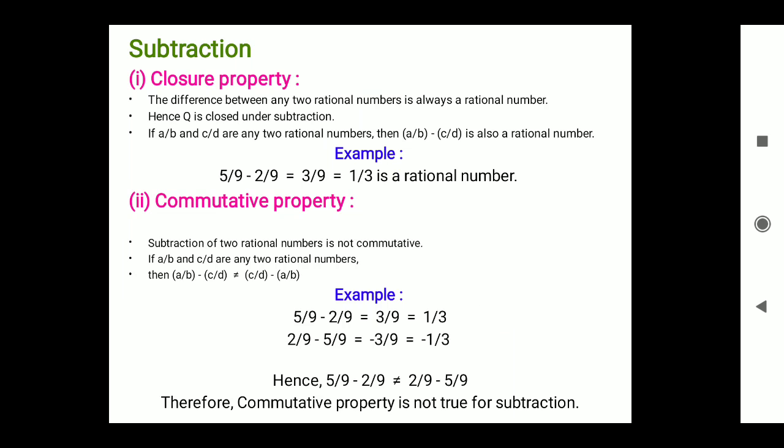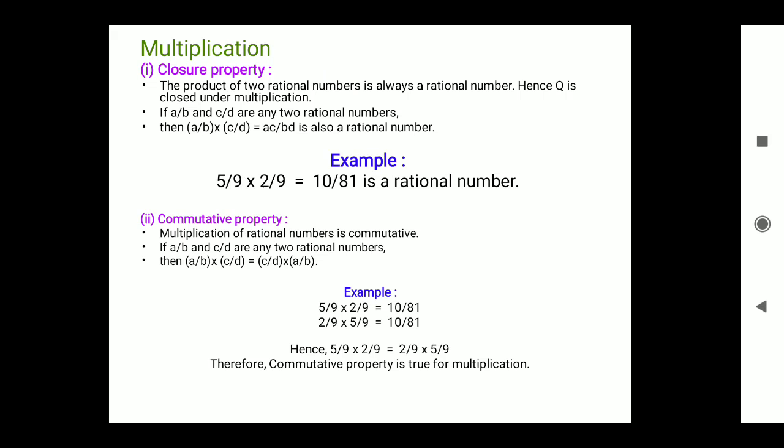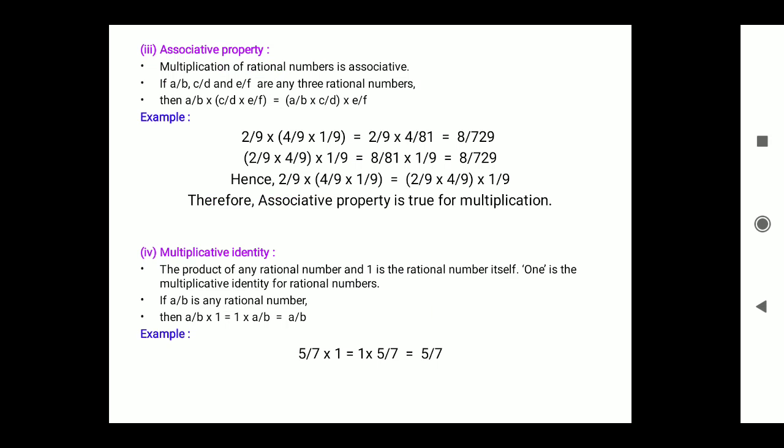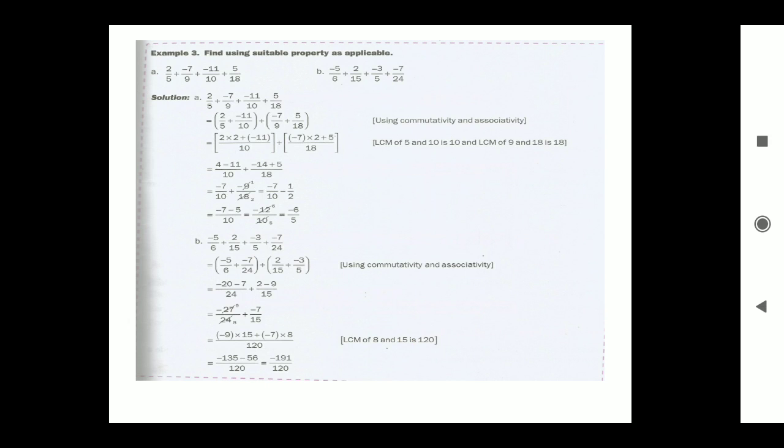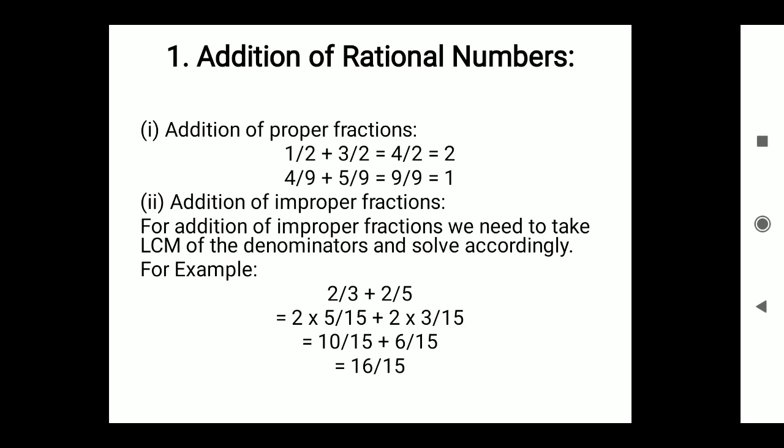Associative property, additive inverse, subtraction, we already discussed in a previous class. Multiplication, division. Addition of rational numbers, addition of proper fractions: 1 upon 2 plus 3 upon 2 is equal to 4 upon 2. When we simplify this, the answer will be 2. 4 upon 9 plus 5 upon 9 is equal to 9 upon 9 is equal to 1. 9 divided by 9 is equal to 1.